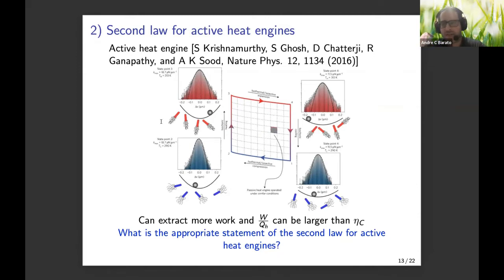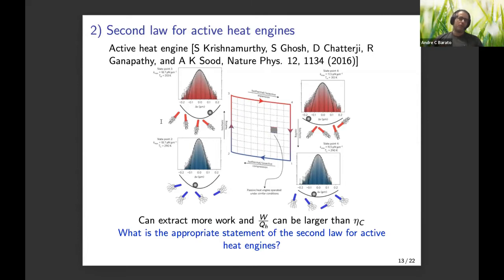And now the question that we should probably ask is, what is the appropriate statement of the second law for this system, right? A theorist's first thought is probably to say, of course, if I include all the energy that the bacteria dissipate, then I recover the second law. Of course, the efficiency can go above the Carnot efficiency because I don't take all the energy the bacteria dissipate into account. But that's not a very good answer because the amount of energy the bacteria dissipate is probably way, way larger than whatever the engine is doing, the work extracted.